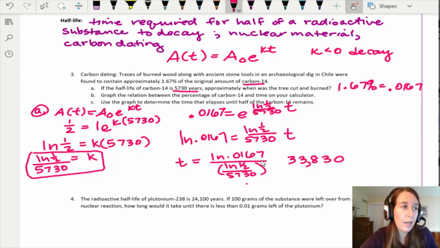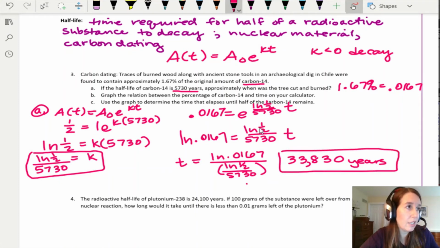33,830. Okay, so in other words, this tree is about 33,000 or 34,000 years old. Okay, which does kind of make sense. There's not that much carbon left, 1.67%. We know that the half-life is 5,700 years, so it should be quite a bit of years.